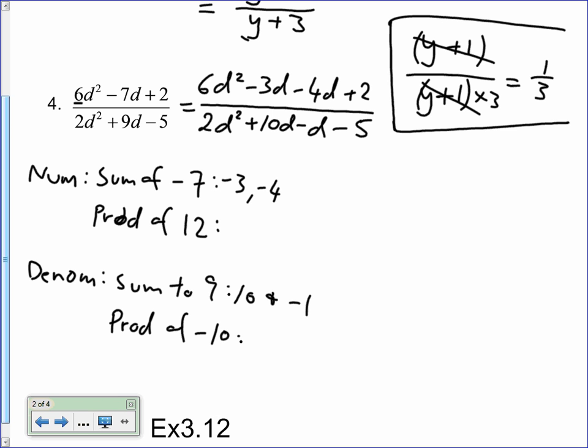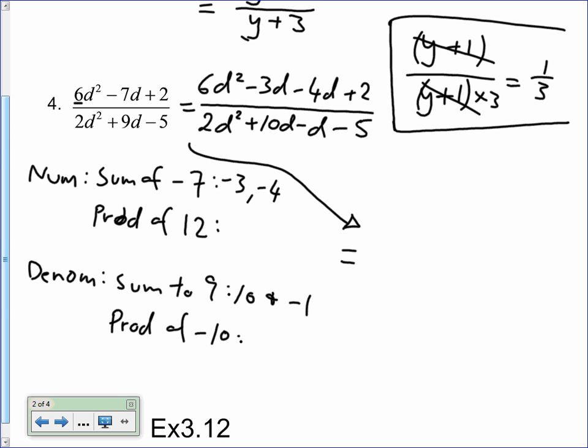Questions about this step that I've taken? Right, I've just done the top and the bottom separately. I've done the numerator. I've split it up to -3 and -4. That's what 7d is. And then the denominator, split the 9d up to 10d minus d. Good with that? Alright, so I'm going to move this over here. Now we have to factorize in pairs.